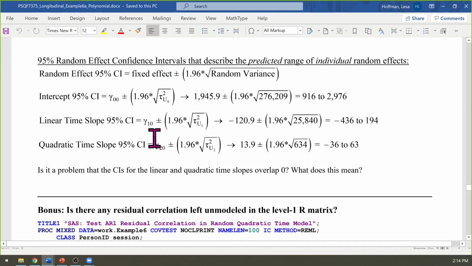For the linear time slope, the linear slope coefficient is the middle, and the boundaries would have random linear time as part of that. And for quadratic, fixed quadratic would be the middle, boundaries would be random quadratic. Okay, does that help? Yes, okay, good.